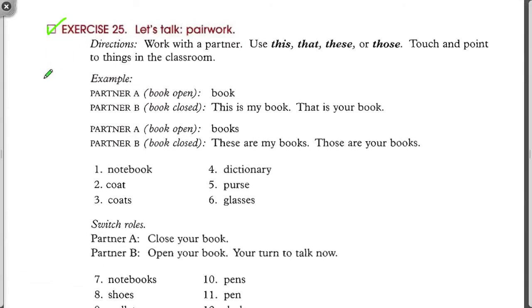Exercise 25, more talk with your partner, pair work. Using this, that, these, and those. Again, touch something nearby and use these sentences. Book. This is my book. That is your book. Books. These are my books. Those are your books. Notebook. This is my notebook. That is your notebook. This is my coat. That is your coat. Etc.